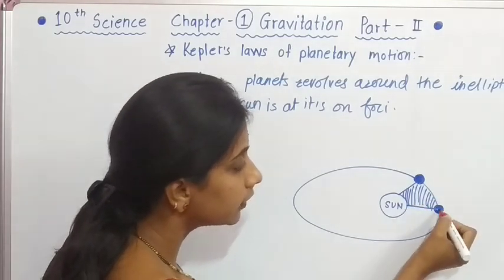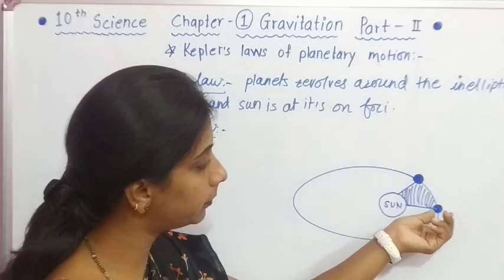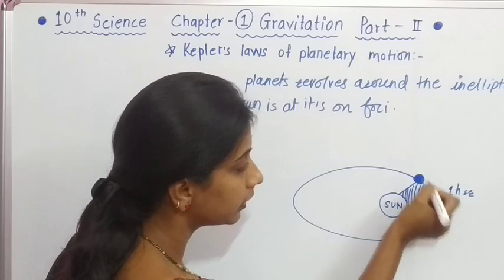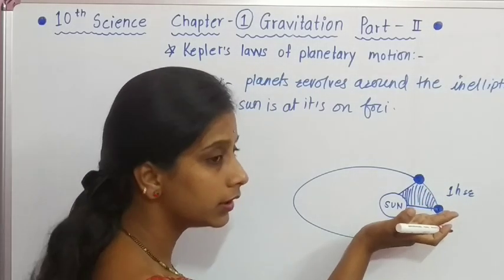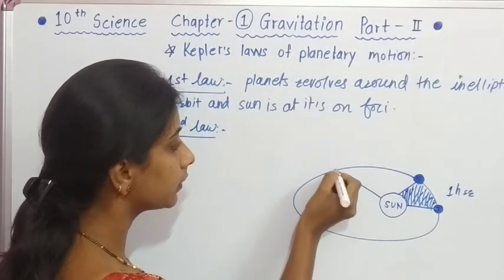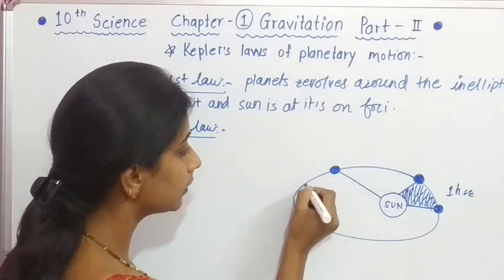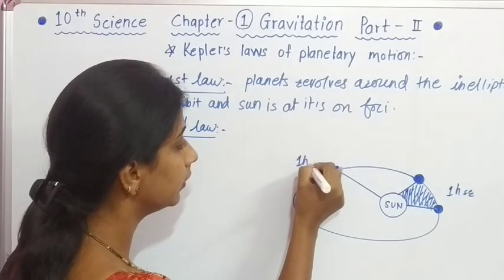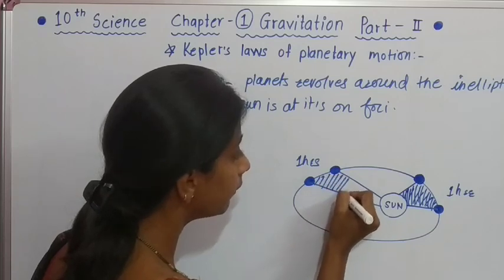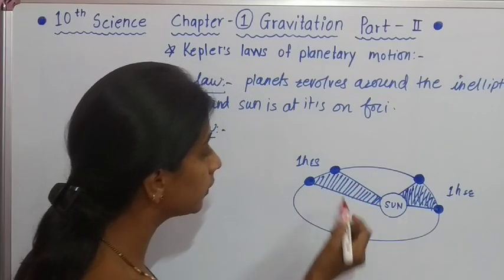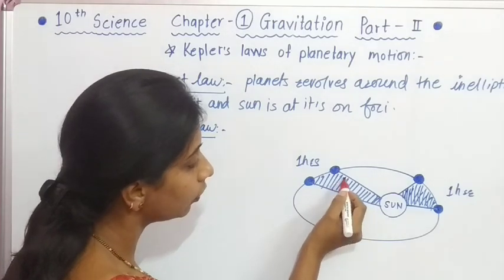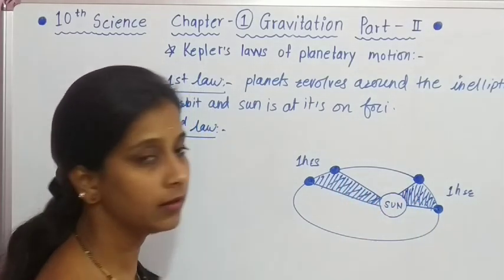Just suppose this is the starting point of the planet. In 1 hour, this planet covers this distance, which means it sweeps or covers all this area. Now, anywhere we consider the distance covered by the planet in 1 hour, this area will be the same. Means in 1 hour the planet moves from here to here, it sweeps all this area, and both of these areas are equal.